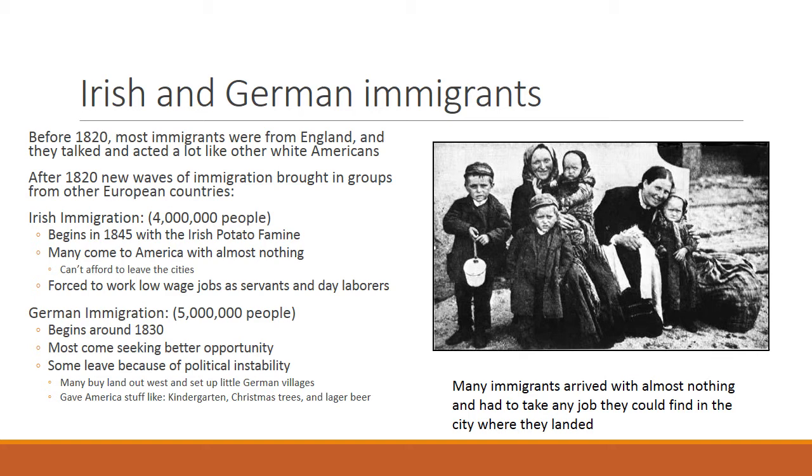So a lot of them sold their farms and their houses and came to the United States hoping to eventually become rich. Others left because of political instability, because they were worried that they might get in trouble with the government over there. But anyway, these guys bought a bunch of land, and most of them moved out west away from the cities, and they set up villages there, and they gave America things like kindergarten and Christmas trees and lager beer. And there's an image of a poor immigrant family to the right.